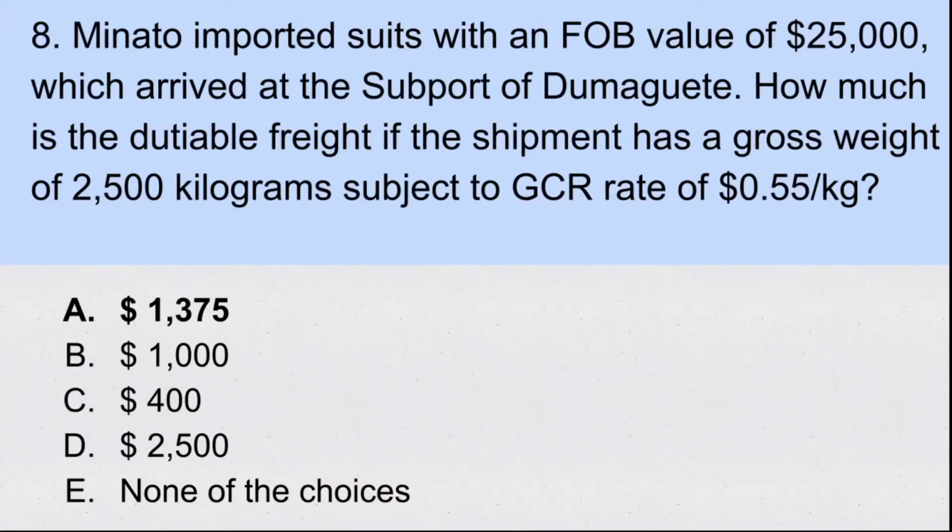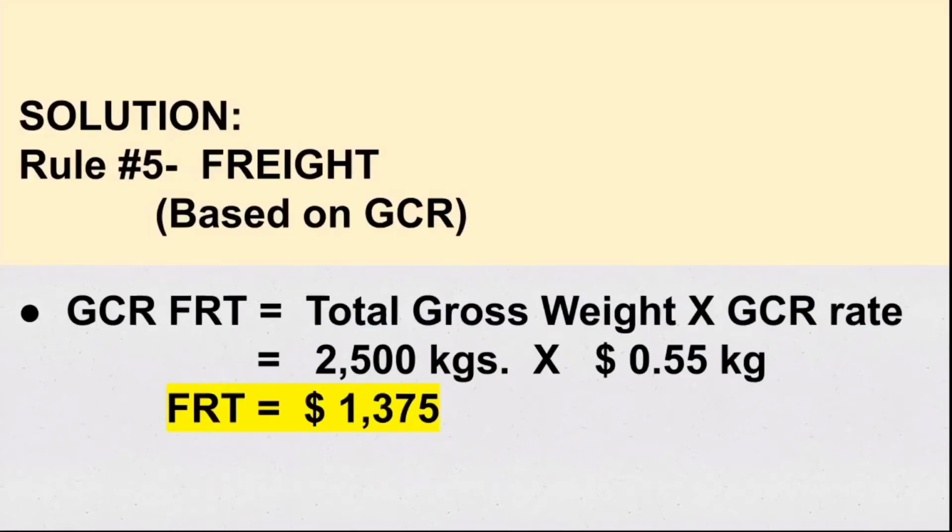So here's the solution. In rule number 5, according to this rule in freight based on GCR. So to get the GCR freight or the Dutiable freight, we have to multiply the total gross weight and the GCR rate. So, our total gross weight is 2,500 kilograms. I-times nato sa 0.55 nga kilogram nga dollar. So, atong Dutiable freight is $1,375, and that's our final answer of this problem.